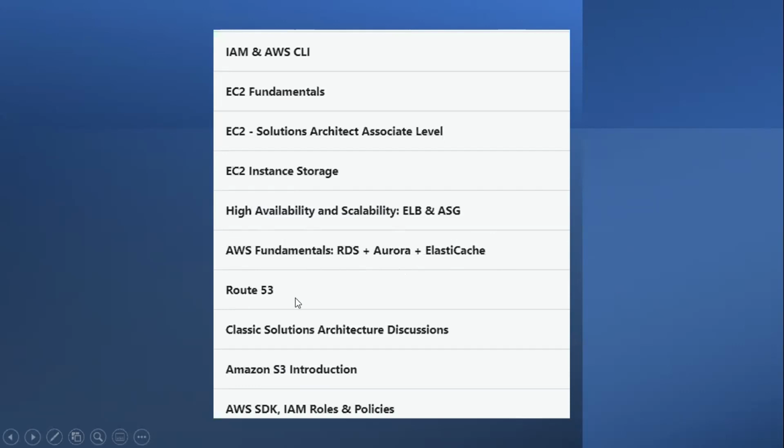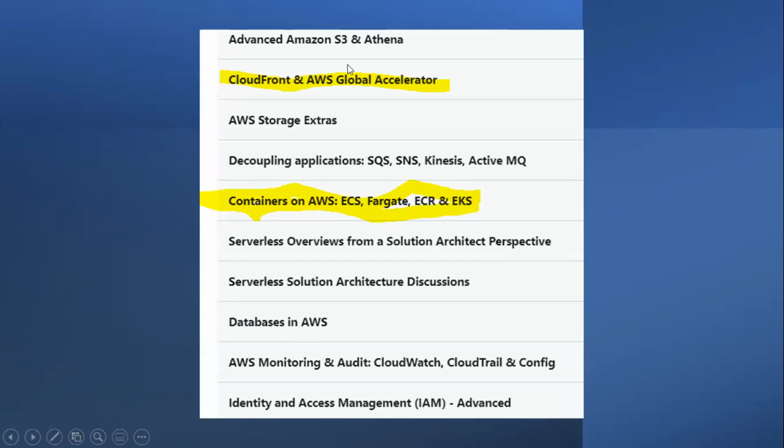Route 53 is for the DNS people, those from the Windows background or the DNS background. We'll also discuss Route 53, and we will also deploy some websites by registering the domain in AWS itself. We'll discuss S3 and IAM policies, obviously. As I said, we do not discuss some topics in depth, which are shown in blue.